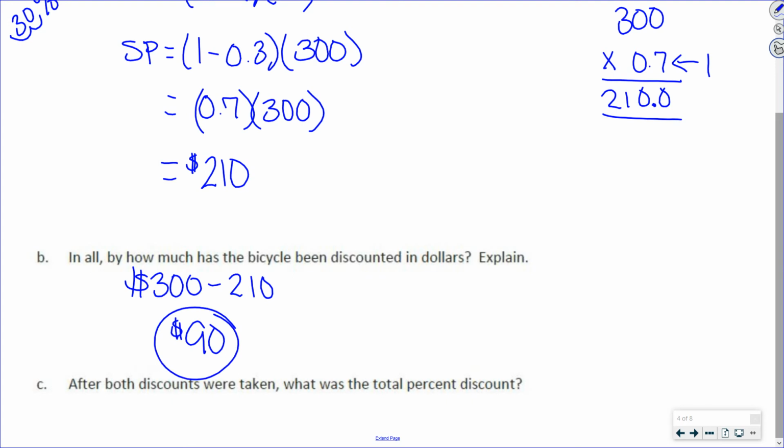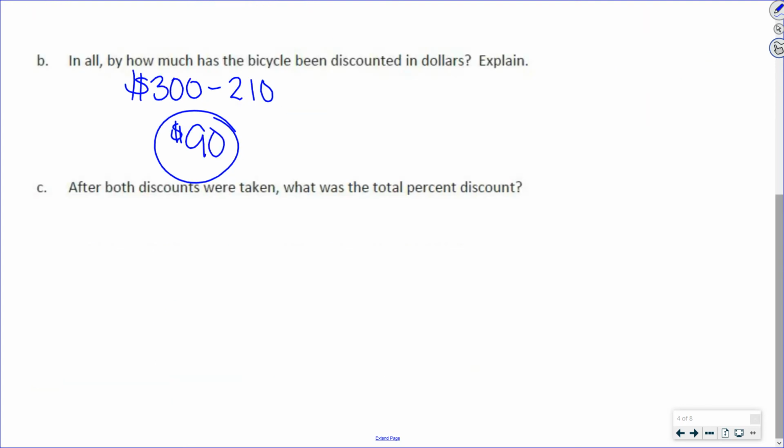All right, now part C is where we take into account that extra 10%. After both discounts were taken, what was the total percent discount? Okay, now it says total percent discount. It's not asking for the total percent. It wants to know the actual value. What was our final answer? How much might I actually pay for the bike if I got there before 5 a.m.?